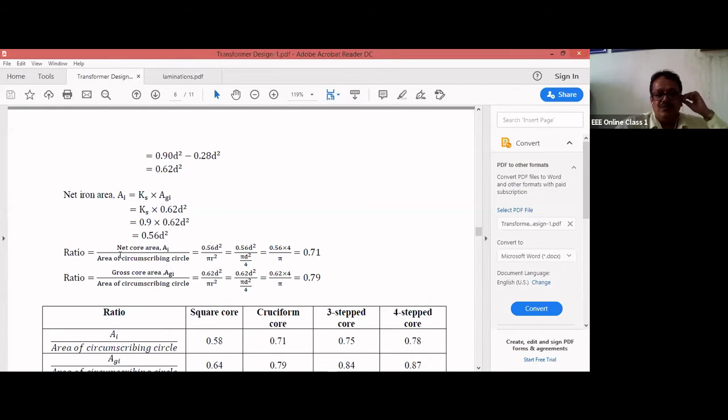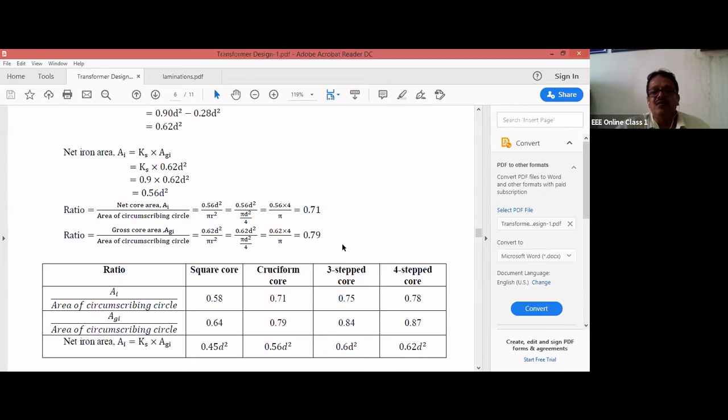Now once again find a ratio. Ratio is equal to net core area AI divided by area of circumscribing circle. So AI is 0.56 D square by pi r square. If we solve this one, what we got is 0.7. Likewise, to find one more ratio, gross core area AGI divided by area of circumscribing circle. Gross core area is 0.62 D square, and if you solve this one, what you get is 0.7.